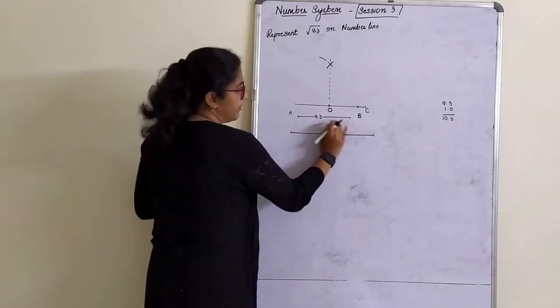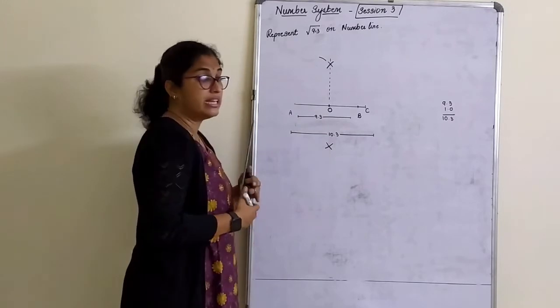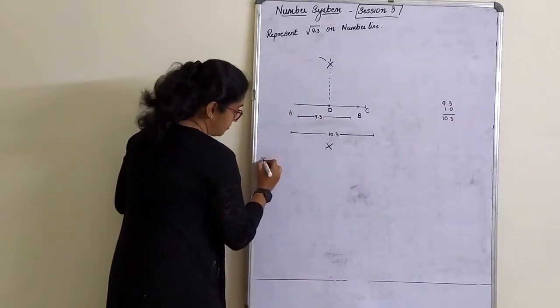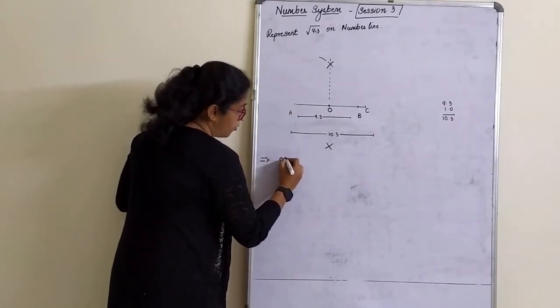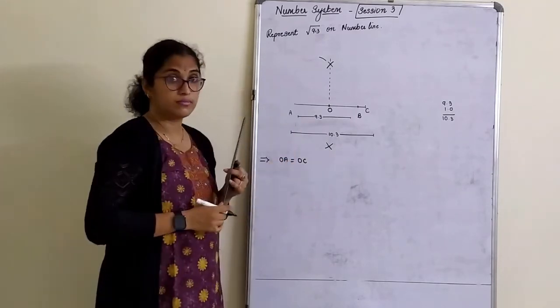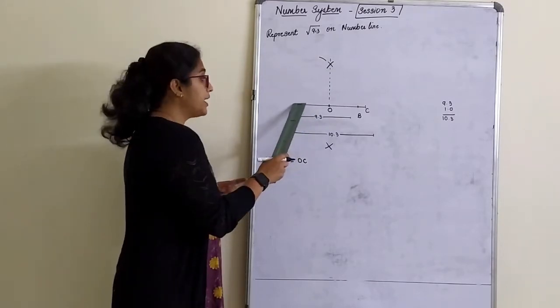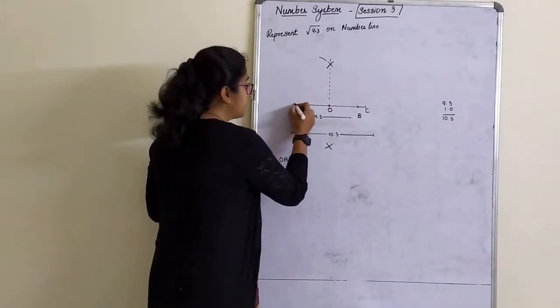Now see what I have written. If you want you can write or you can skip that measurement. Did you understand? That means OA is equal to OC. Okay, because we bisected the whole line segment now. OA is equal to OC.